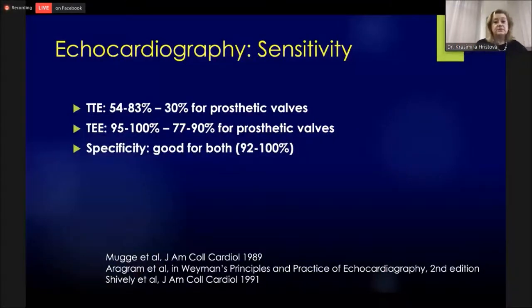The sensitivity of echocardiography as a method for analyzing infective endocarditis is around 30% for prosthetic valves when we have transthoracic echocardiography, but transesophageal echocardiography is around 95% to 100%, roughly around 90% for the prosthetic valves. Very specific, good for both examinations.